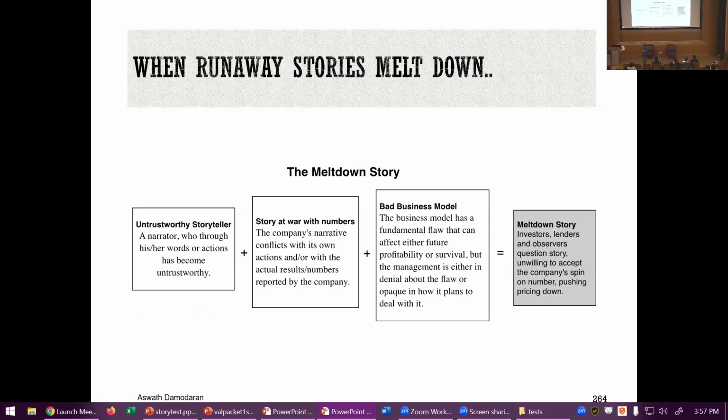So watch out for runaway stories, because some of you might have a company where you really, really, really want the story to be true. At which point you stop asking yourself questions, it kind of sails through. So when you think about what causes runaway stories to melt down, first, that charismatic storyteller you discover has feet of clay.